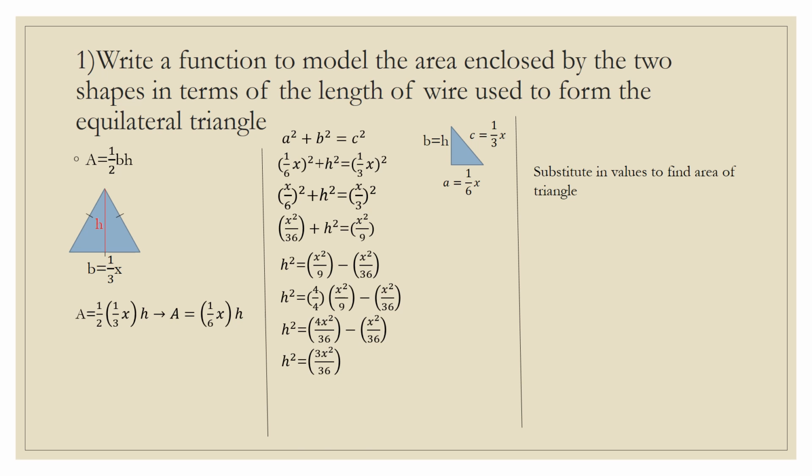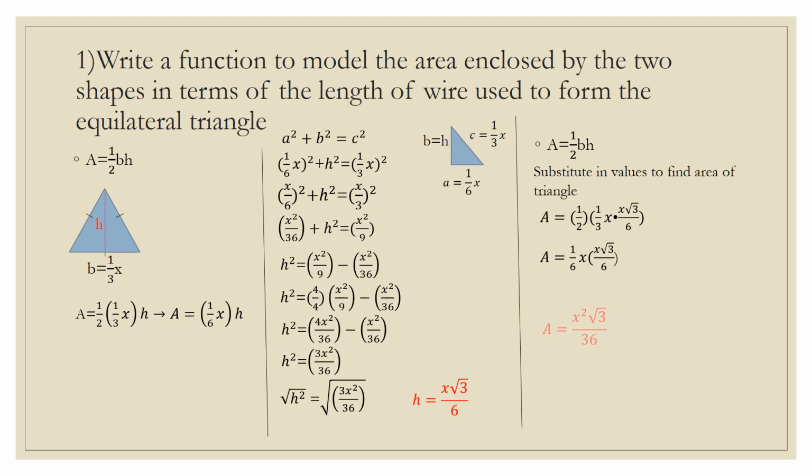To find the height, take the square root of both sides. The height equals x square root 3 over 6. Now we have to substitute our values into the area formula. So A equals 1/2 times 1/3 x times x square root 3 over 6. This simplifies to A equals 1/6 x times x square root 3 over 6. Finally, the area of the triangle equals x squared square root 3 over 36.